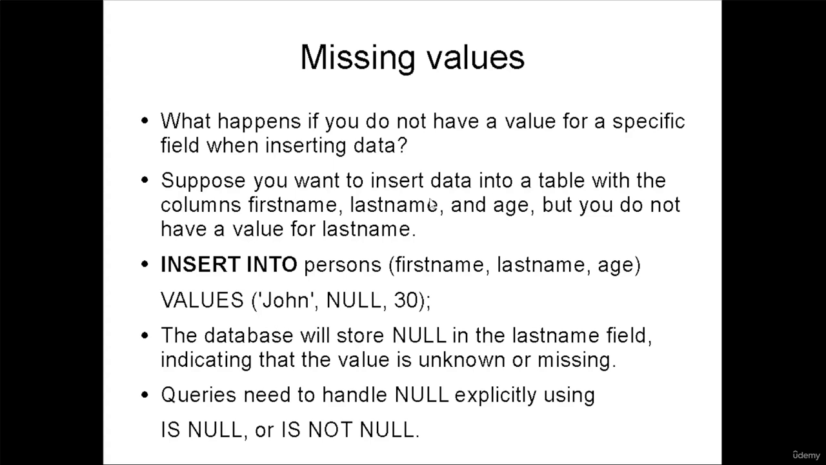When inserting data into a table, sometimes you might not have a value for every column. So, what happens if you leave a field blank? Let us consider a table named persons with 3 columns, first name, last name, and age. Now, imagine we have data for first name and age, but we do not know the last name. We can insert the record like this. INSERT INTO persons first_name, last_name, age VALUES John, NULL, 30. In this case, the last name field is explicitly set to NULL.